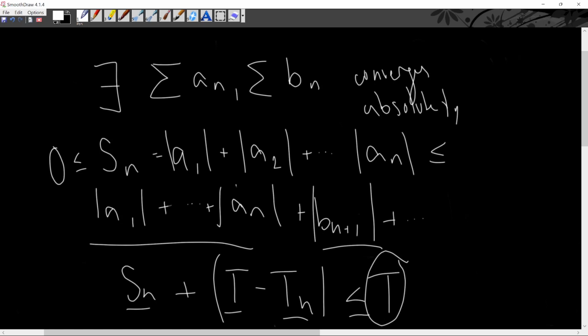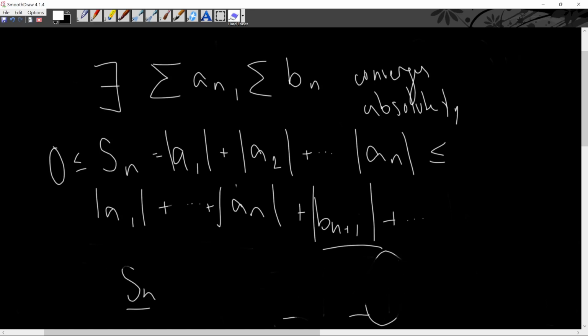So, since s sub n is not decreasing, it is increasing or staying the same. It is monotonically increasing because each term is, I would say, greater than or equal to. How do I explain this? So, you are converging to a value. That is true. But you are adding very negligible amounts.